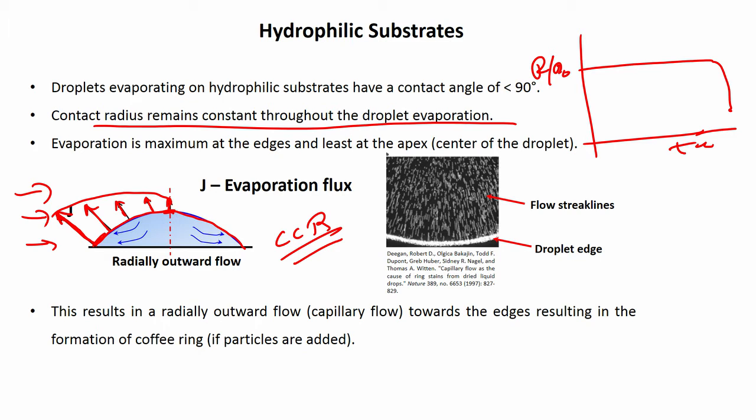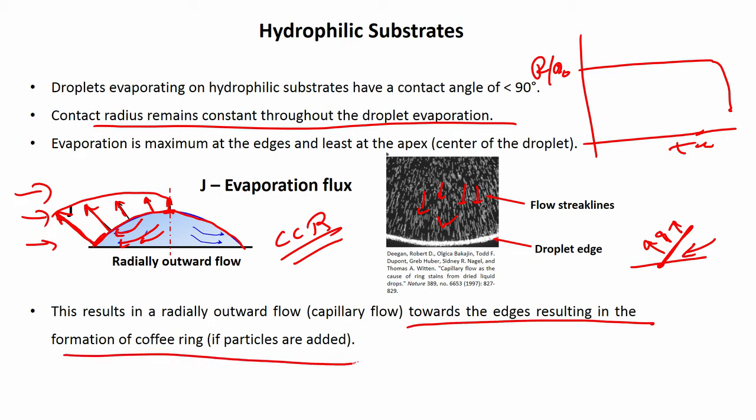So, automatically, what it does is create what we call a capillary flow, in which fluid from this part rushes to the 3-phase contact line, basically to make up for the depleted solvent, because the edge is pinned. So the liquid rushes to that edge to make up for the solvent that is lost. Automatically it creates what we call a convective flow or capillary flow, in this case a radially outward capillary flow towards the edge, which is responsible for the coffee ring effect that we said earlier.